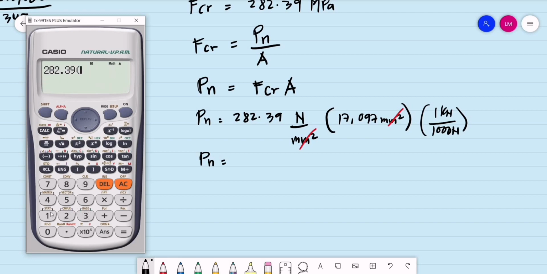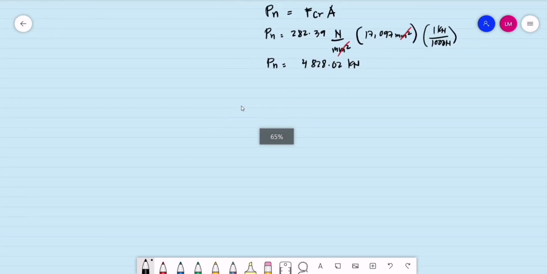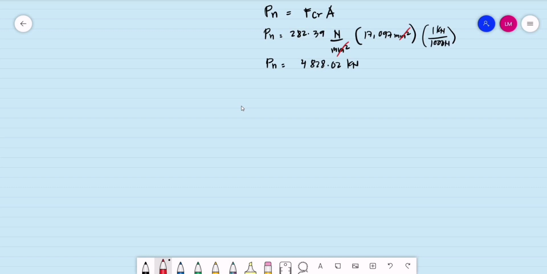So the nominal capacity of the section will be equal to 282.39 multiplied by 17,097, then divided by 1,000. That is 4,828.02 kilonewtons. Then for the design strength, this is now for the LRFD.